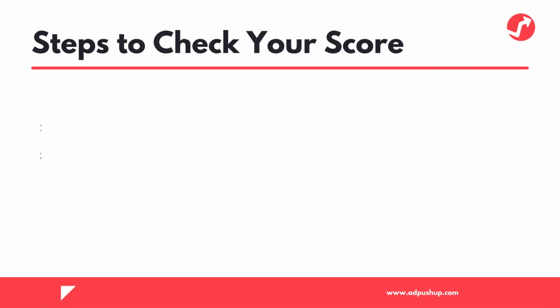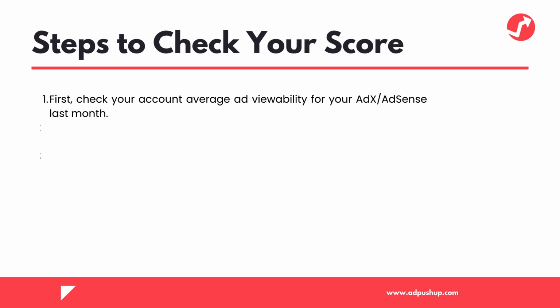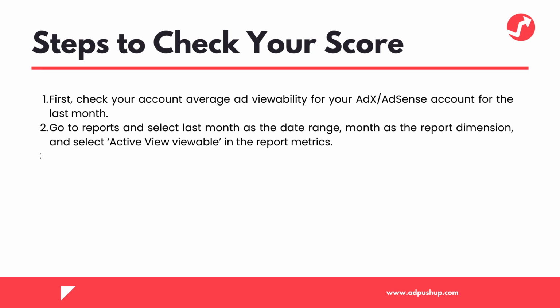Steps to check your score. To help you gain insight into whether low viewability affects your revenue, we've outlined a step-by-step process. First, check your account average for your AdX or AdSense account for the last month. This will give you an idea of your average viewability score. Then go to Reports, select last month as the date range, month as the report dimension, and select Active View Viewable in the report metrics. Hit Run report and check your results. Are you above or below 50%?